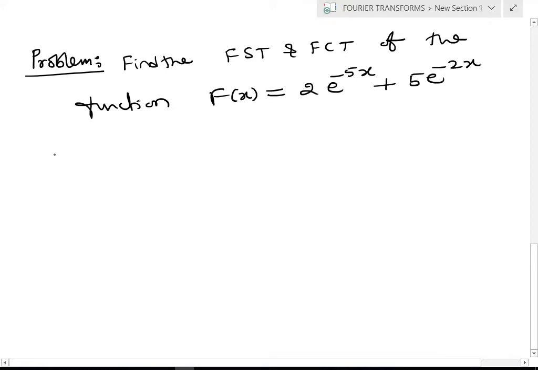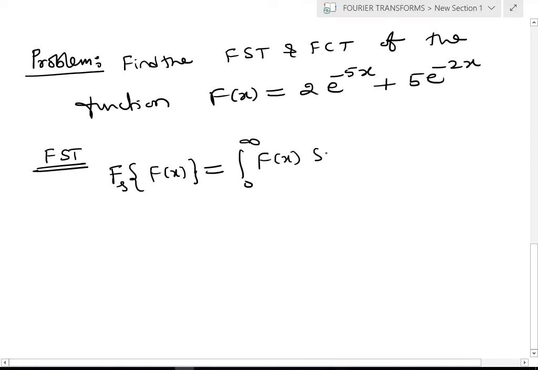So first we will go for the Fourier sine transformation. What is the formula for Fourier sine transformation? Just now we have written the formula. The Fourier sine transformation of the function f of x will be equal to the integral from 0 to infinity of f of x into sine of sx dx.